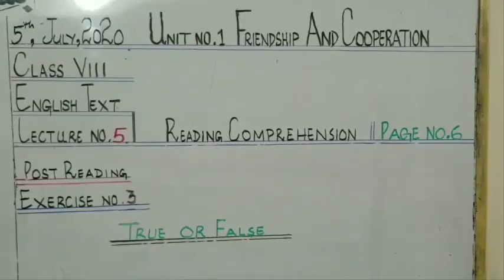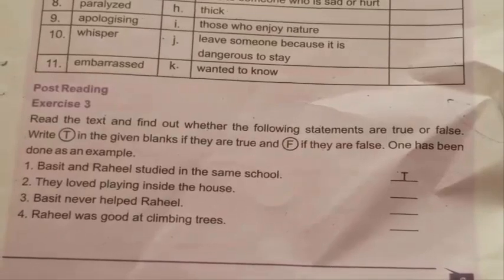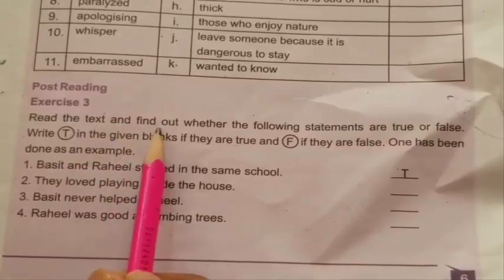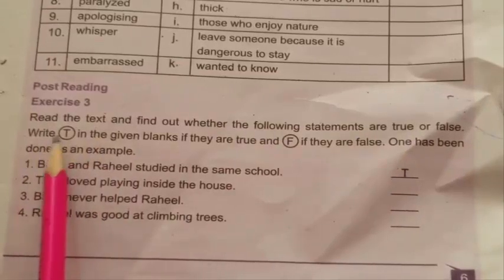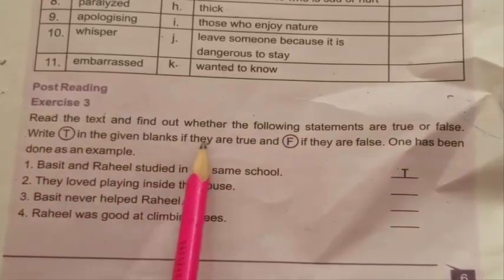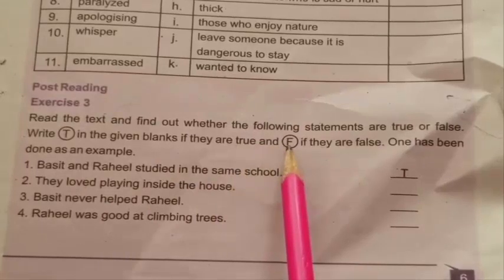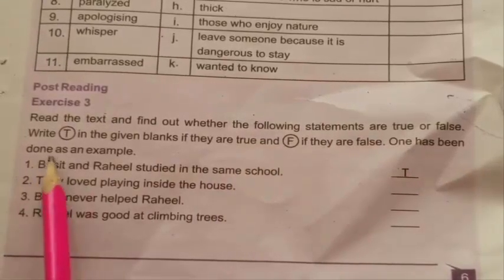Next we have post reading exercise number 3 and this is true or false. Now look into your books for instructions. Okay, the instruction for exercise 3 is read the text and find out whether the following statements are true or false. Write T in the given blanks if they are true and write F if they are false. One has been done as an example.